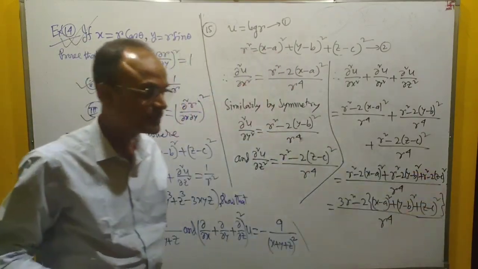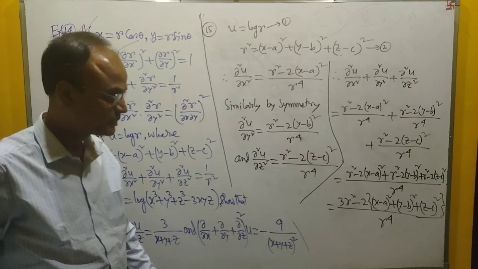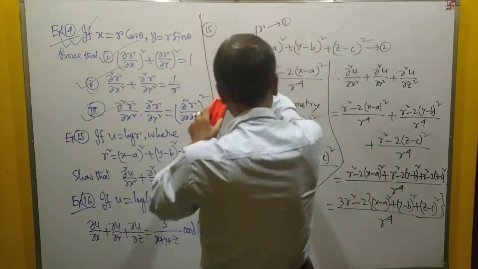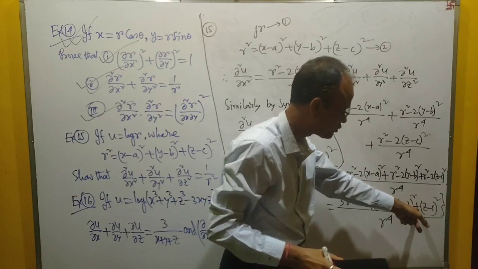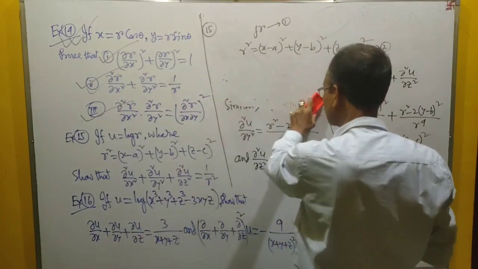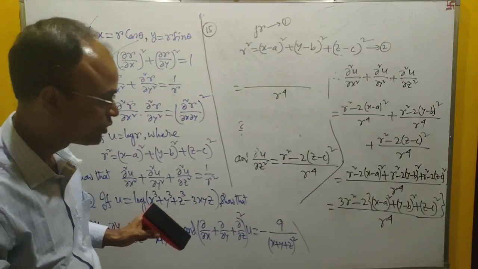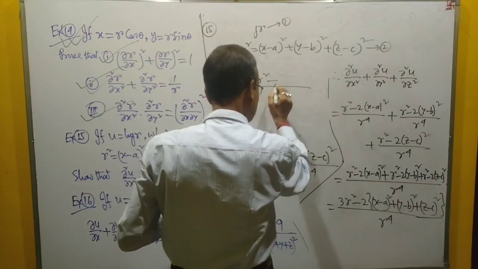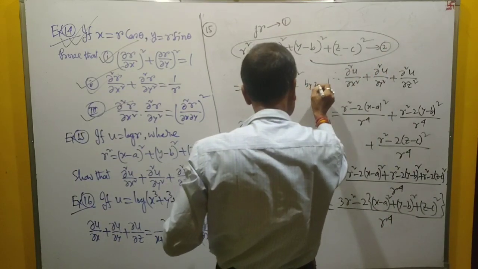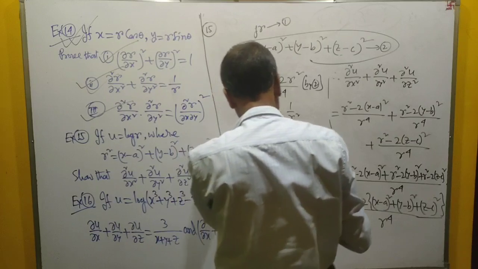Taking 2 common from the 3 terms, minus 2 times of x minus a whole square minus 2 times of y minus b whole square minus 2 times of z minus c whole square, and I am writing this. You see, in the bracket, x minus a whole square plus y minus b whole square plus z minus c whole square will be equal to r square. In the denominator you will get r to the power 4. It will be thrice r square minus 2 times of r square by 2, you will get this one. This is equal to r square by r to the power 4, equal to 1 by r square.